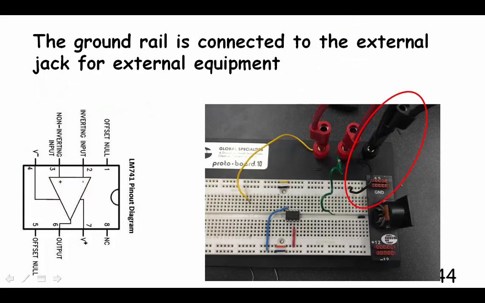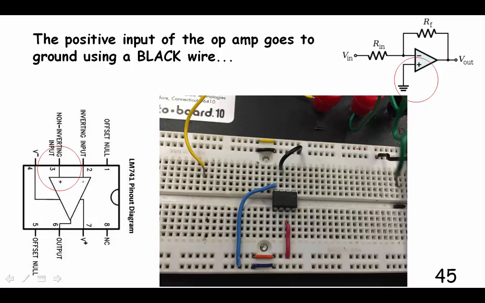That's the ground rail, and see how that is connected to our ground rail. We don't have that connected to anything yet, but we will, and all of the external equipment will be forming a little tree at that external jack.